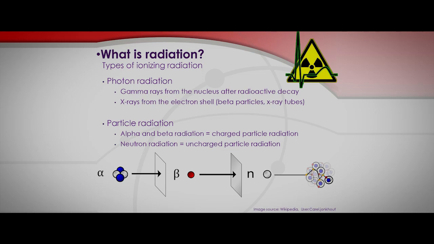So particle radiation, as I said, usually comes from decays: alpha, beta radiation, which are charged particles, and neutron radiation, which is uncharged particles. What is also important to note is that with the particles, you have a specific resting mass, which equals a resting energy. The energy of a resting electron or positron would be 511 kiloelectron volts. That's just a unit that you have to know. And they also get a kinetic energy, a movement energy, from the radioactive decay.